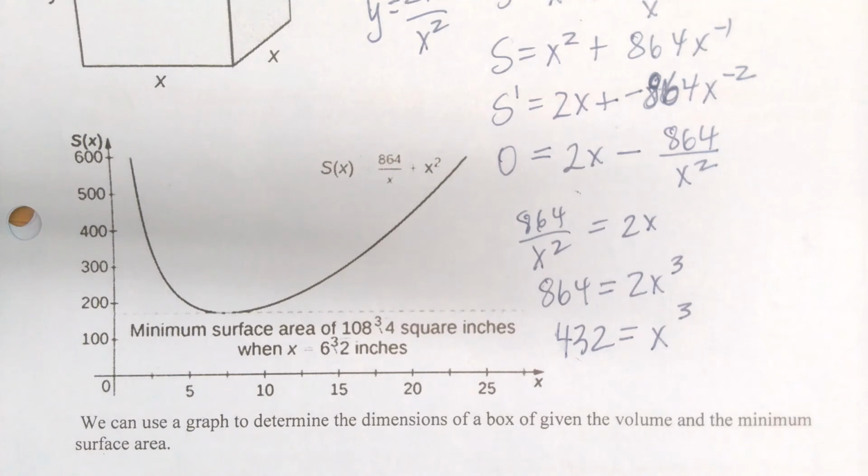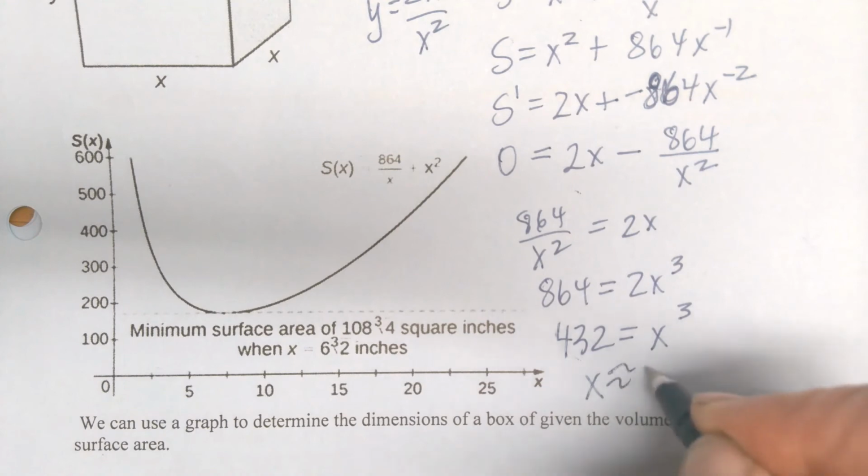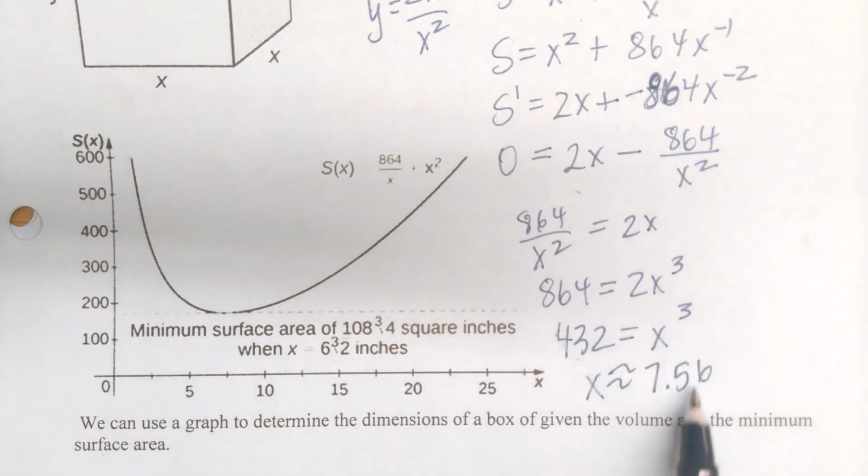When you take the cube root of that, some of your calculators are actually going to give you that nice answer. It depends on the kind that you have. But my calculator gives me an approximation, and I get about 7.56. So x is roughly 7.56, and that's fine with me. I can use that. That's my x value.